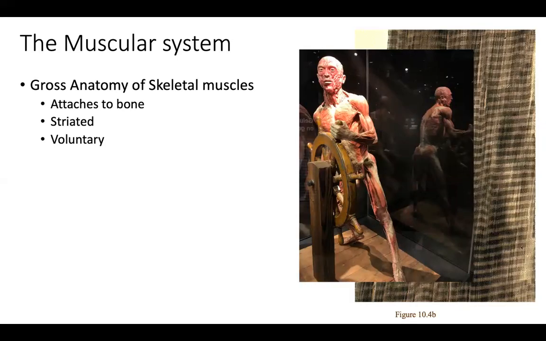When we look at the gross anatomy of skeletal muscle, we're going to see that it attaches to bone most of the time, that it's striated, and that it can be controlled by your mind. So it's voluntary. You choose to lift your arm and it goes up. There are plenty of situations where we have involuntary action, but for the most part, generally speaking, that's how the muscular system works.